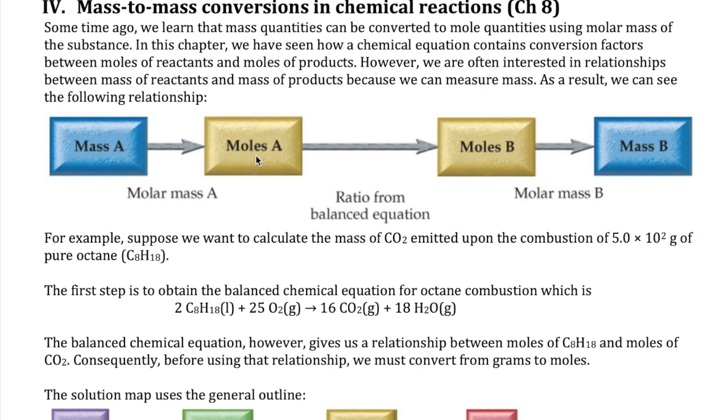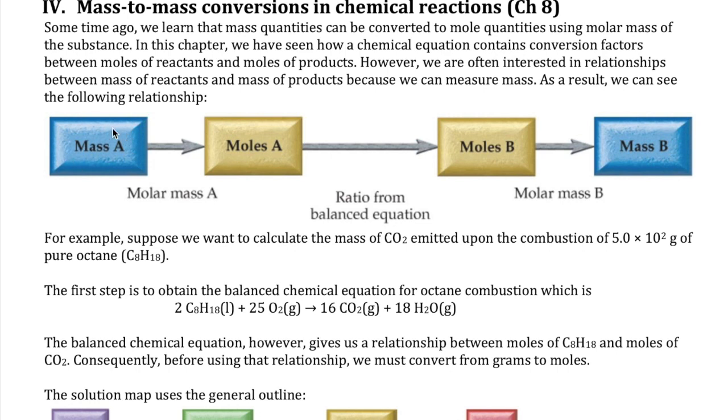The good thing is we already know how to do that. All we need is to use our molar masses to make that conversion. So this solution map shows how we will convert between the mass of one species to the mass of another species. So let's say you're given the mass of one species, call it species A, and we're asked to find the mass of another species, call it species B.